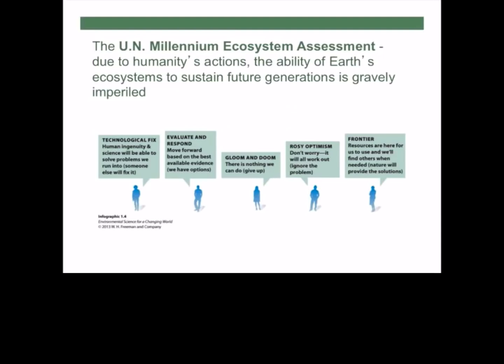The United Nations Millennium Ecosystem Assessment stated that due to human activity, the ability of Earth's ecosystems to provide for future generations has been gravely imperiled. And you and I have these different ways of looking at these problems. And I don't think each one of you can be defined by one of these people. I think that our moods and our ideas probably change depending on the day, depending on the year, depending on the topic that we're talking about.